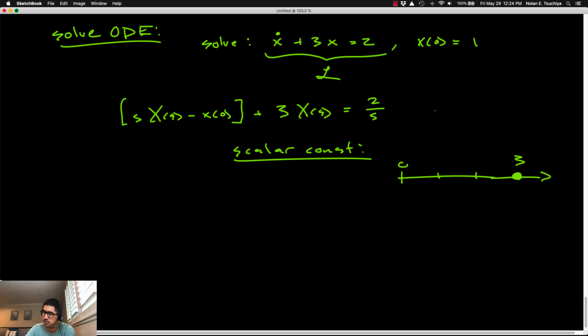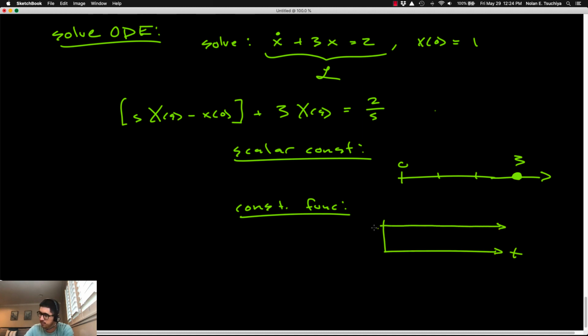Whereas a constant function of time is not one single value on the timeline. It's actually an infinite number of values that all have the same value, right? So a constant function of time looks like this. It's a function which is an infinite number of points that all have the same value. Constant functions of time fall under the Laplace table. So the Laplace transform of a constant function of time, you have to use the Laplace transform. It becomes 2 over s. So that's the difference here.